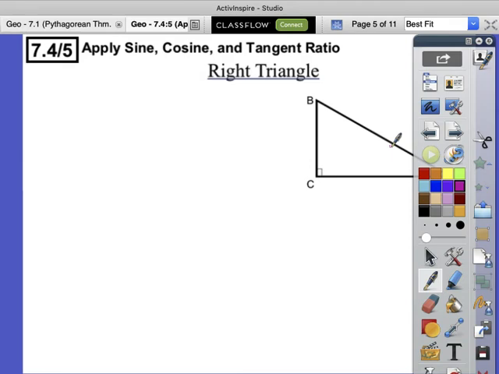Oh, you're going to 7-3. I don't like 7-3. We skipped it. Mr. Council, why does it say 7-4 and 7-5? We're combining them into one section. Great questions, guys. Keep it coming.